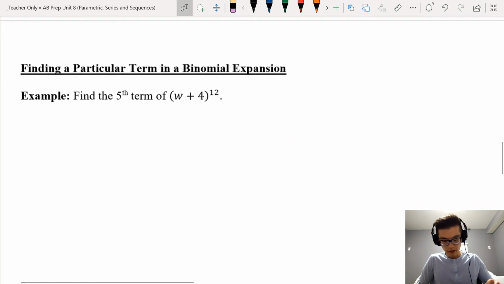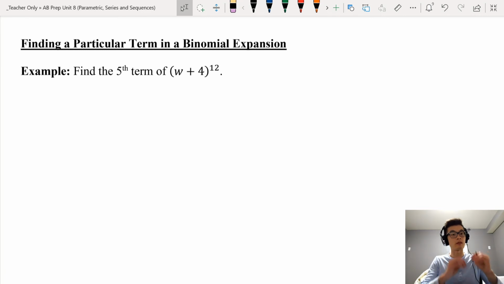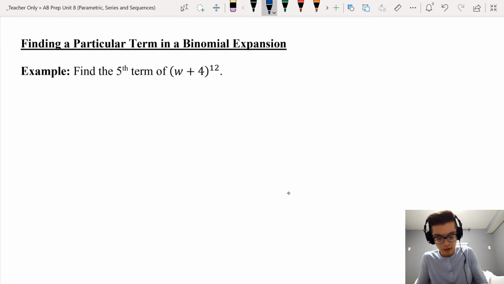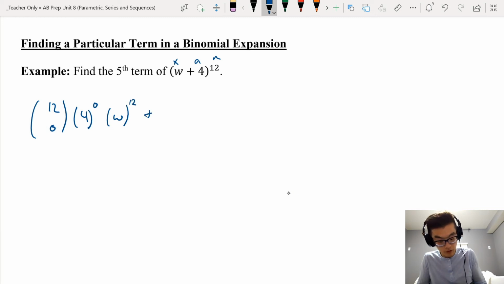All right, let's move on to the second page where we now talk about how we want to find a specific numbered term. I want to find the 5th term, the 6th term, right? So if you write this out just like we did with the binomial theorem, we can start off with saying, here's the x, here is the a term, here's the n. So we would start off by saying, we're going to do 12 choose 0 of the a term to the 0 power times the variable raised to the final part. That's the first term, right? Then we get 12 choose 1 for 4 raised to the first power, w raised to the 11th power, right?